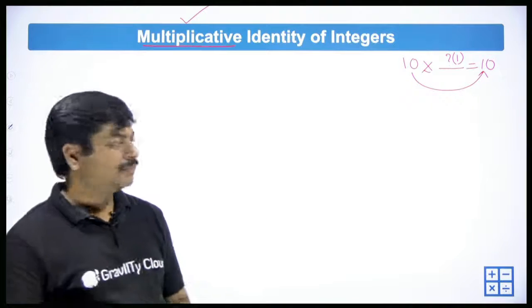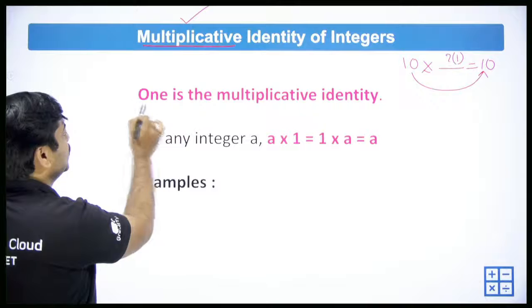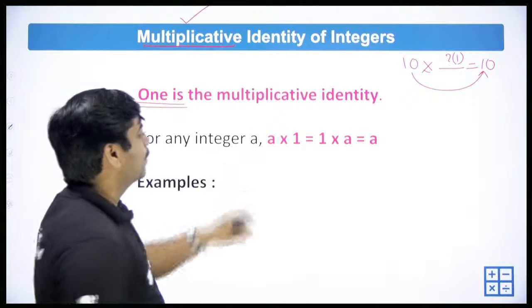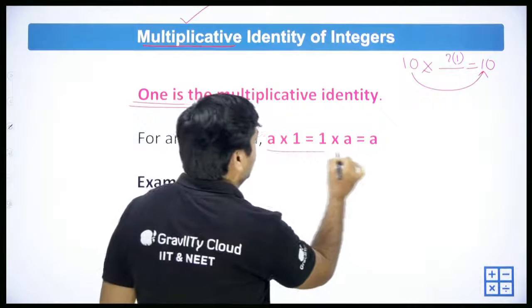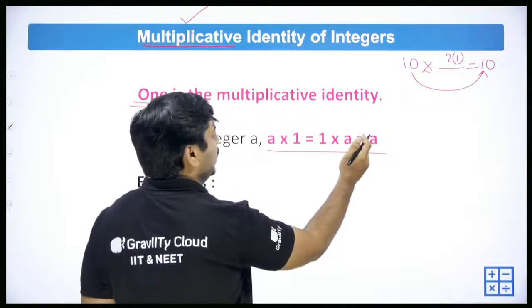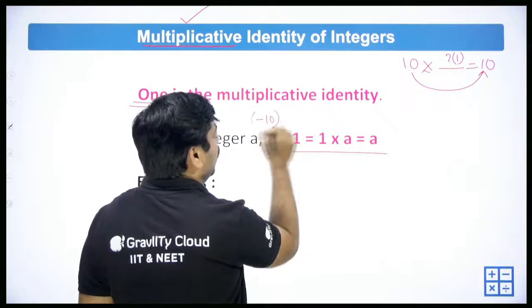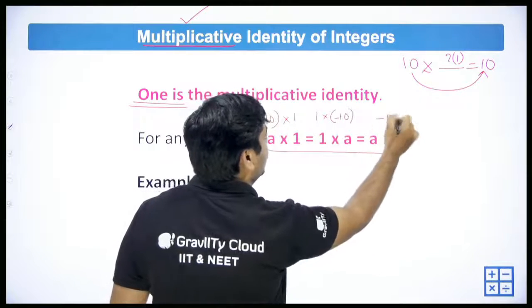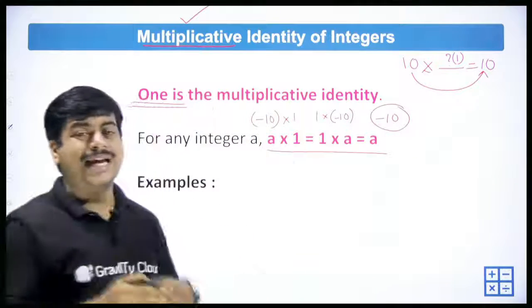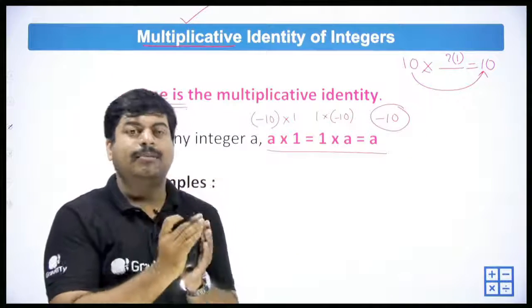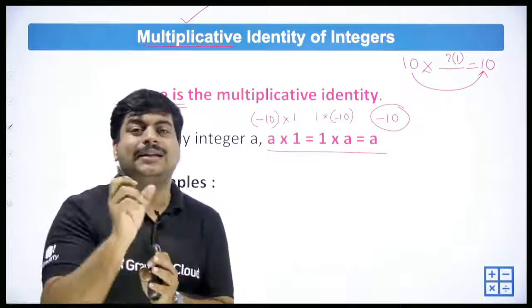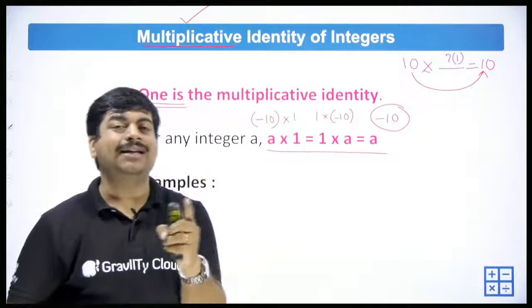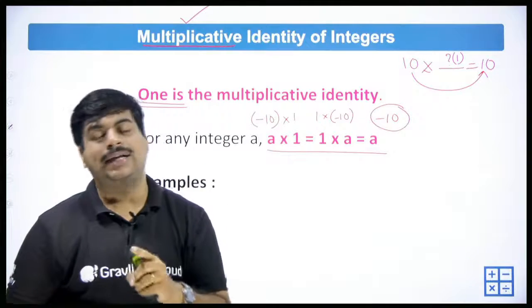Only 1, right? I can see here, 1 is a multiplicative identity. For any integer A, A into 1 and 1 into A will give you the same number A. Minus 10 into 1 or 1 into minus 10 will give you the same number, minus 10. Your answer will not change. Your sign will not change. Same number coming again, that is called identity. Here we are multiplying, so we say multiplicative identity. In the previous class we added, there it is additive identity.